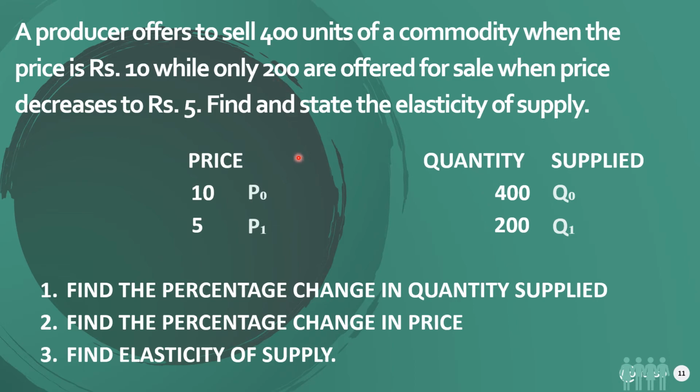We have put it in the form of a table just like we saw in the previous problem. It makes it easier to substitute the values of P0, P1, Q0 and Q1. Let's go through the steps again. The first step, find the percentage change in quantity supplied. The second step, find the percentage change in price. And the third step, find the elasticity of supply.